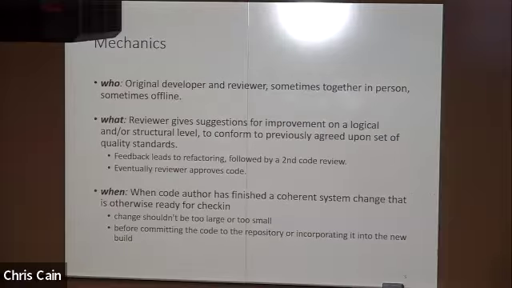So in general, who's involved? The original developer and the reviewer. If you pair programmed this, then it can kind of be a 2-to-1. But if you pair programmed it, don't have the pair programmer be the reviewer. Have someone else review it who has not touched that code yet.